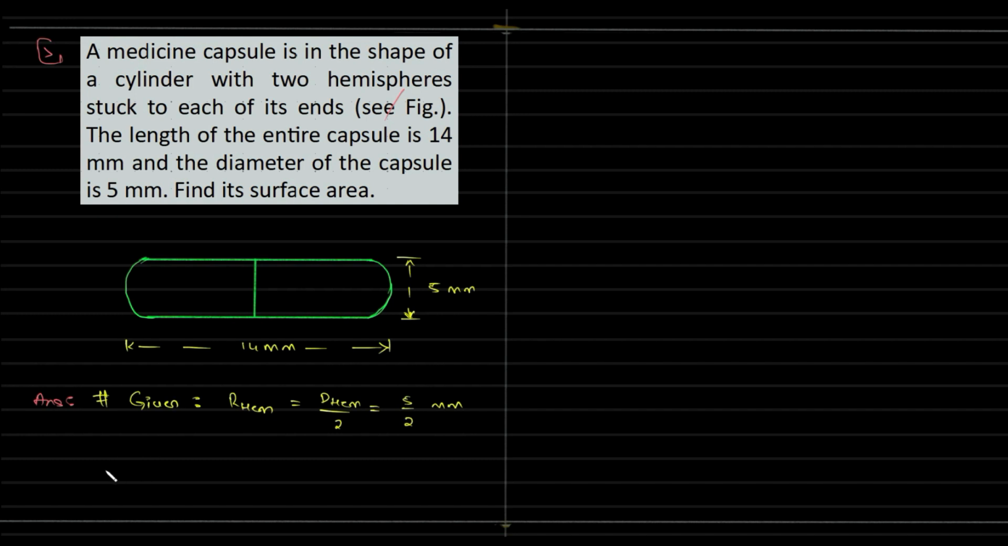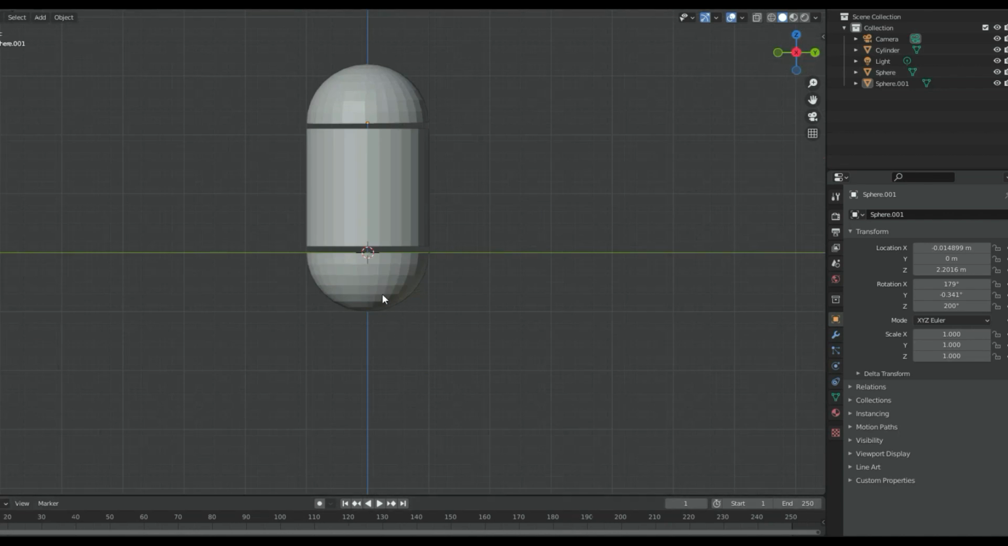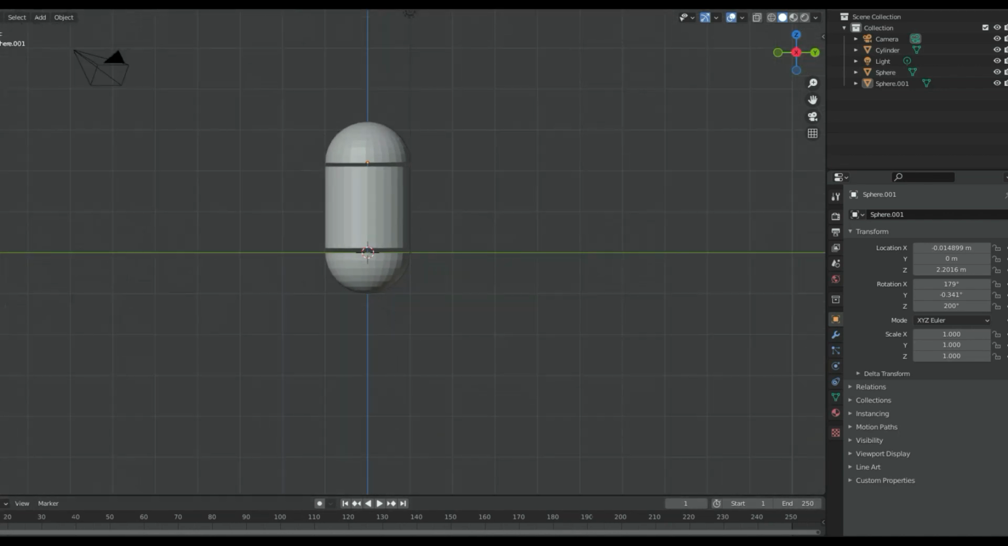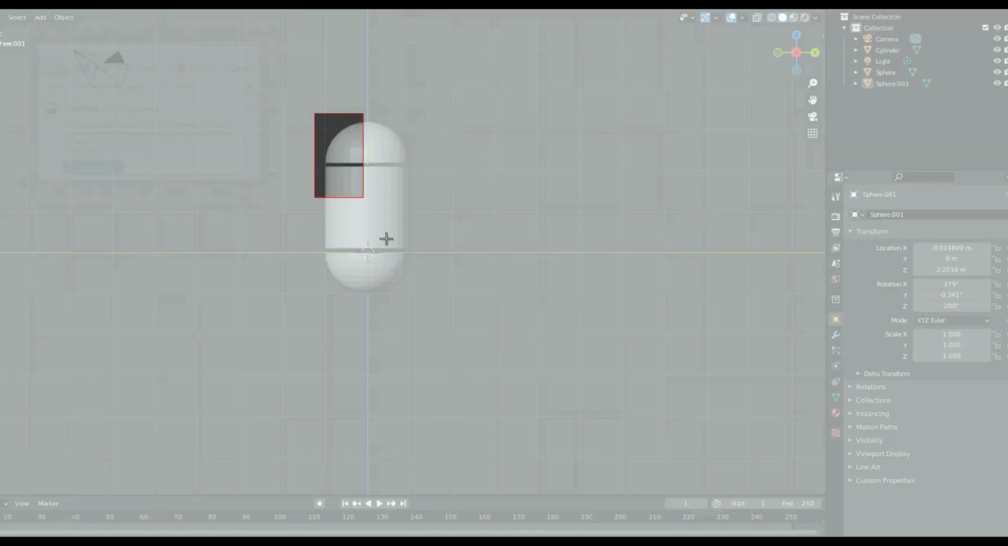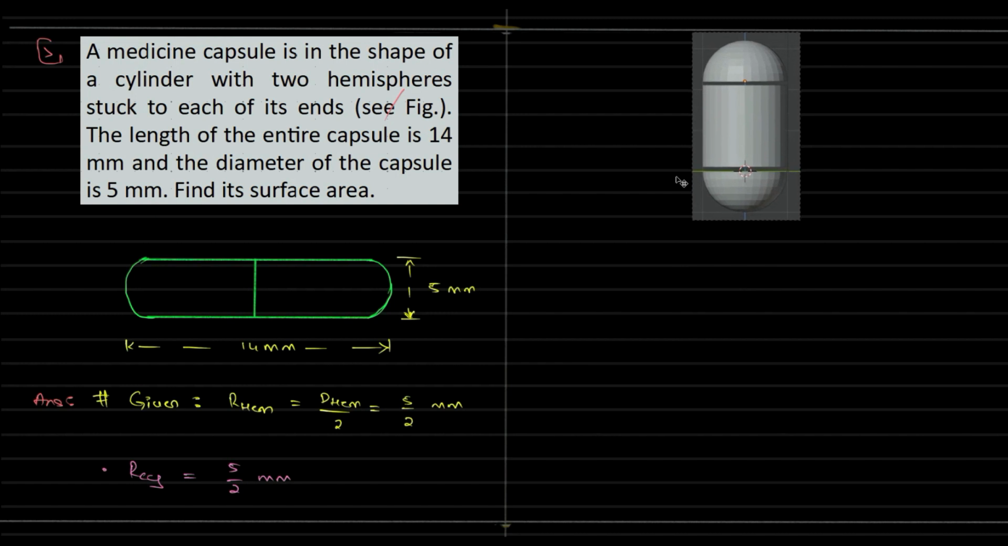Then even the radius of the cylinder is the same, 5 by 2 millimeter. Now we have to find the height. So height of what? The height of the cylinder. Let me go to a particular view. I think this will help. So we're looking at this. We need to find the height of this cylinder. Right, how will we do it? From this end to this end.